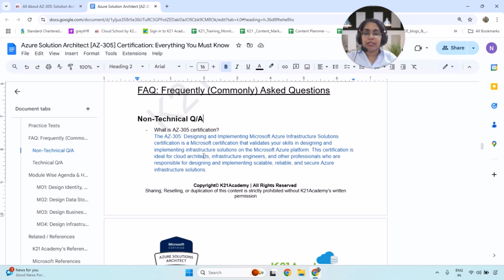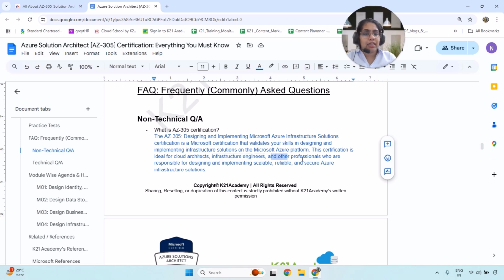Who is this certification ideal for? This is going to be ideal for cloud architects, infrastructure engineers, or for that matter, any other professionals who are responsible for designing and implementing scalable, reliable, and secure Azure infrastructure solutions. For them, this is going to be an ideal option, we can say.